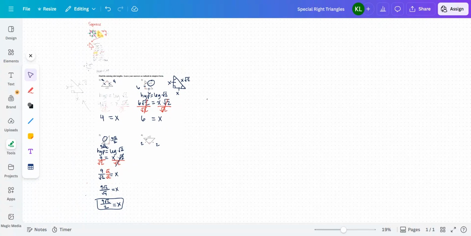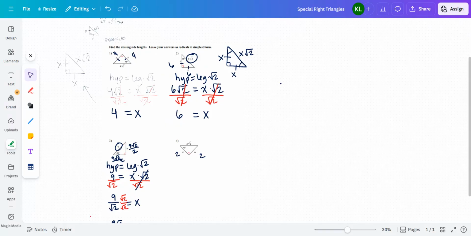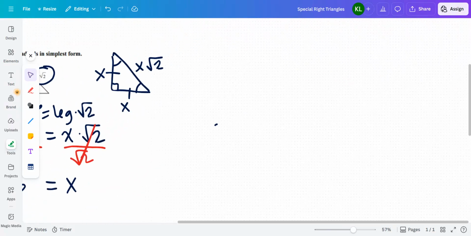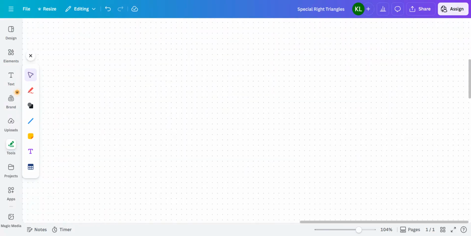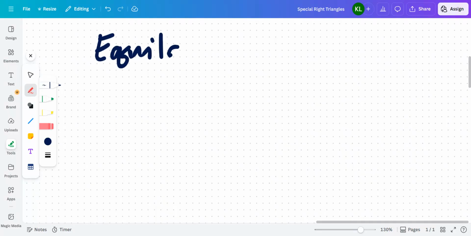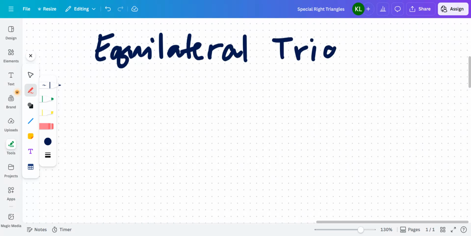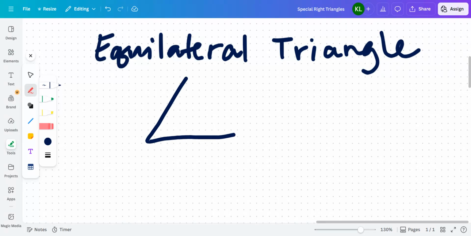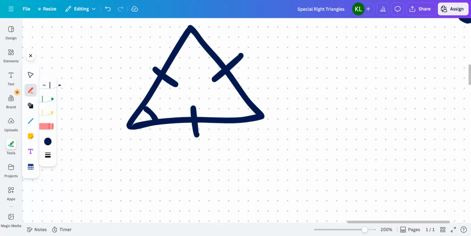Okay, another special right triangle that we have is our 30, 60, 90 triangles. And they come from an equilateral triangle being cut in half. So let's talk about that. An equilateral triangle is a regular polygon with 3 sides. And again, by definition of regular, we know that those 3 sides are congruent, and then also the angles are congruent.